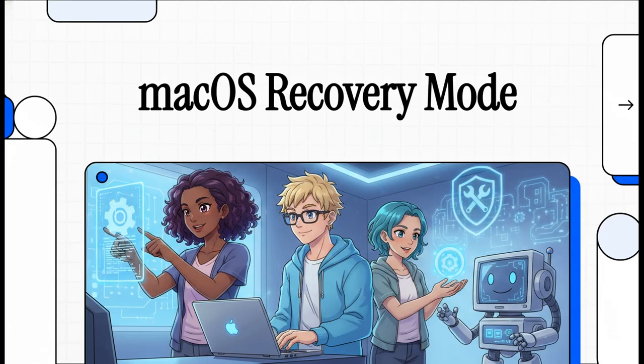Today, we're taking complete control of our machines. We're diving into mastering macOS recovery mode, and honestly, this is absolutely the ultimate digital first aid kit for your Mac. If you've ever felt totally helpless when your computer starts acting up, well, get ready to feel incredibly empowered.